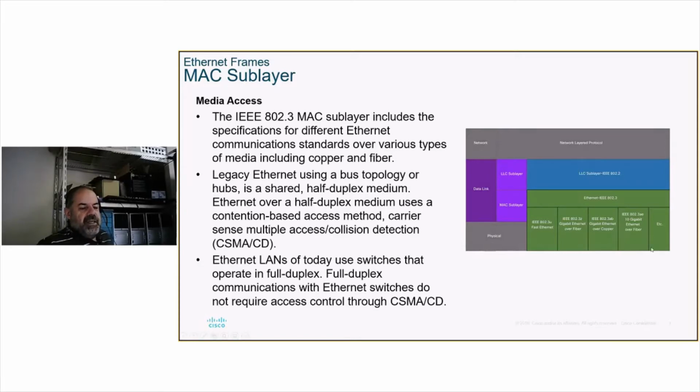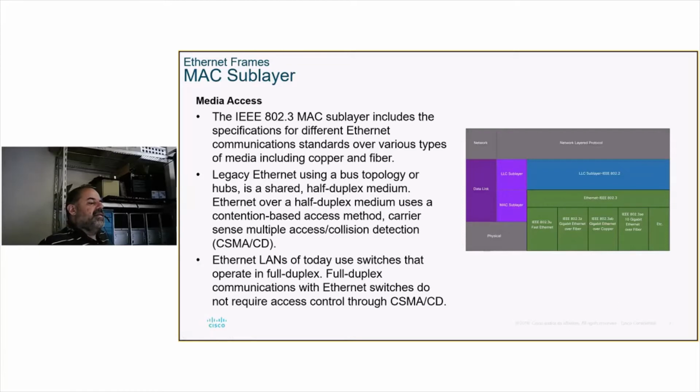The MAC sublayer includes specifications for different Ethernet communication standards over various types of media, including copper and fiber. So as you can see, 802.3u is Fast Ethernet, 802.3z is gigabit over fiber, 802.3ab is gigabit over copper, 802.3ae is 10 gig over fiber, and so on. So there's a whole pile of different 802.3 standards for all those different ones.